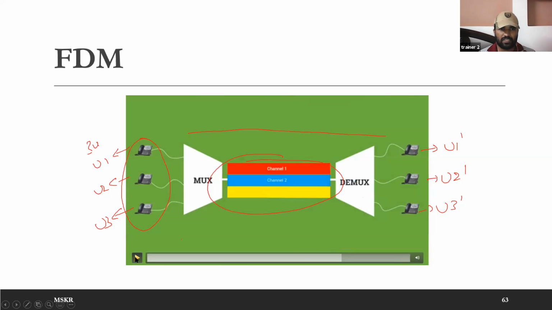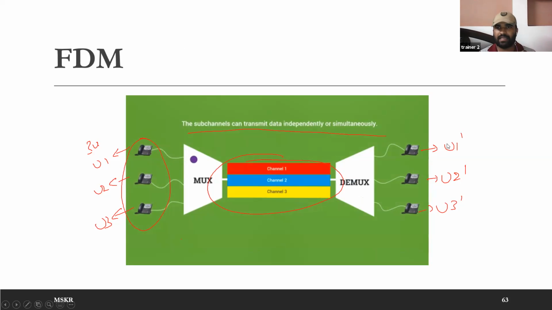Just observe here, only U1 is sending information to U1 dash. As you can see, at this time only channel 1 is used, channel 2 and channel 3 are not at all used at this particular instant when U1 is sending some information to U1 dash. So that falls under independent transmission. Let's see further.